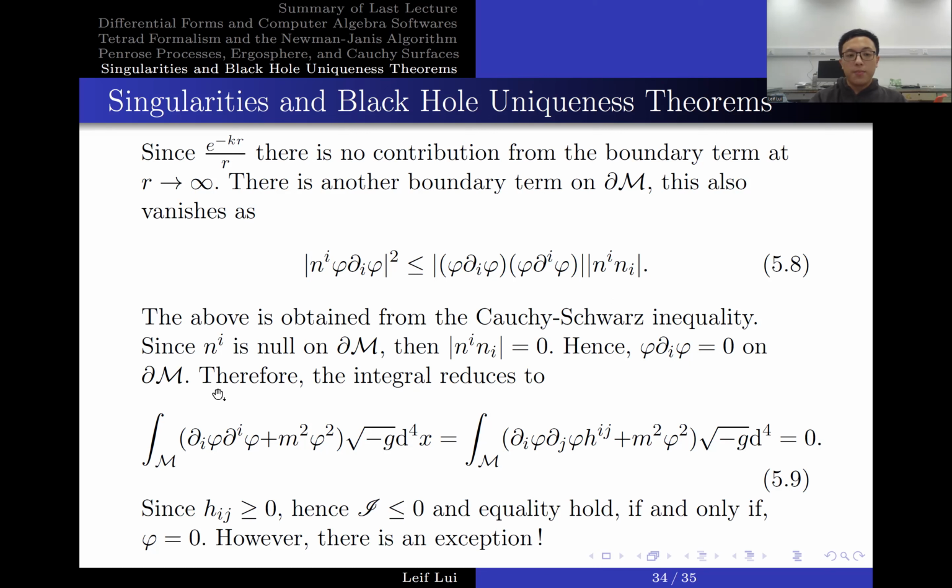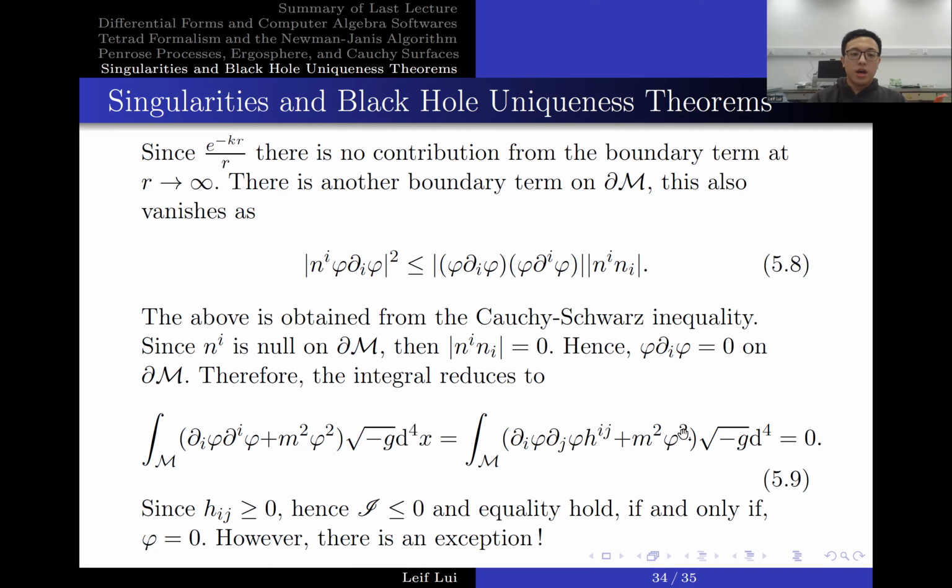And hence on ∂M, basically, this is equal to 0, right? But this squared quantity cannot be negative. So the smallest value it can obtain is 0. So this must be 0 on ∂M, and therefore the integral reduces to the following. There should be an x here, so this is another mistake, sorry. There should be an x here.